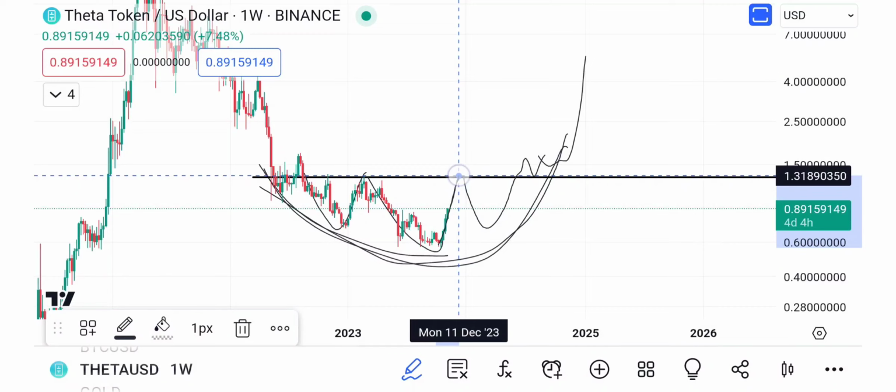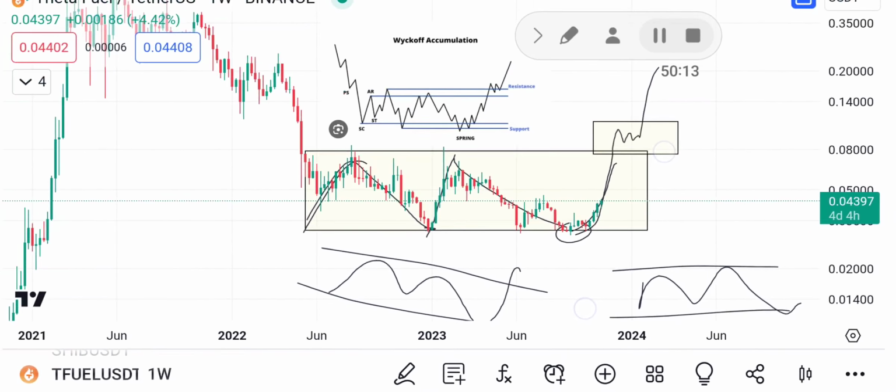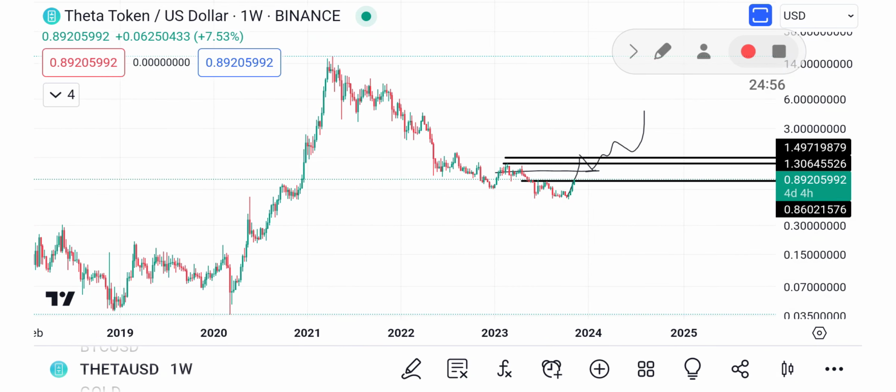And here was the inverse head and shoulders pattern. It's the same thing. We're coming up to the resistance, pulling back down, completing that right shoulder. This is Theta Fuel. Theta Fuel is in a classic Wyckoff accumulation pattern into that spring phase. We broke below the spring, and now we are accelerating to the upside. So this is very bullish for Theta Fuel. Just another example of what could happen with Theta token.